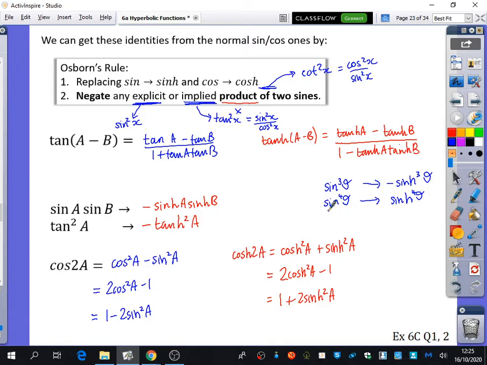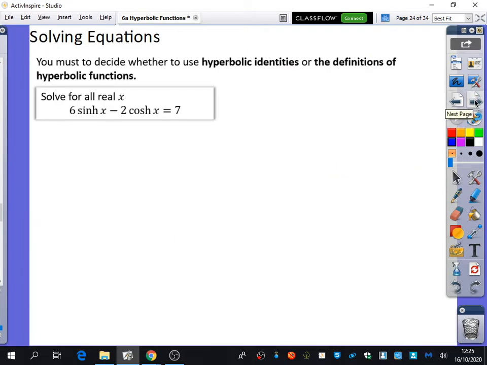Okay, so the last thing that we need to know how to do for the first half of chapter 6 is how to solve equations. There are two kinds of ways of solving equations, and what we're going to do today will strengthen your equation solving in normal maths as well, in some ways. At least it will strengthen the beginning of equation solving. So you have to decide whether to use hyperbolic identities or the definitions of the hyperbolic functions.